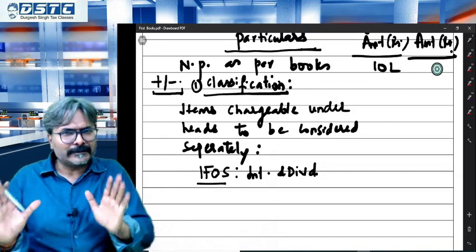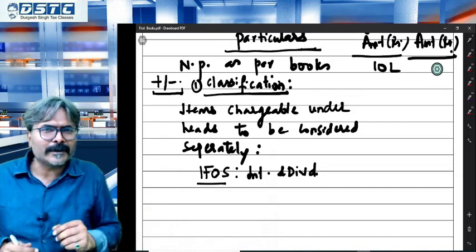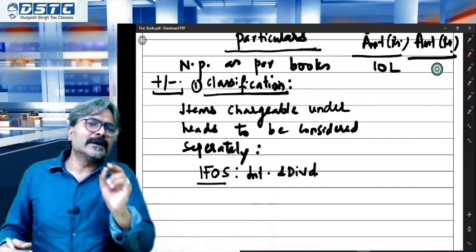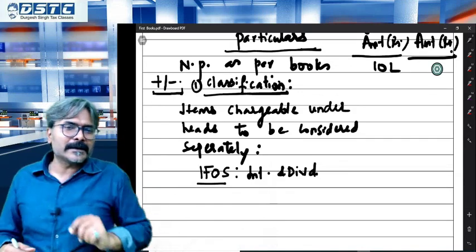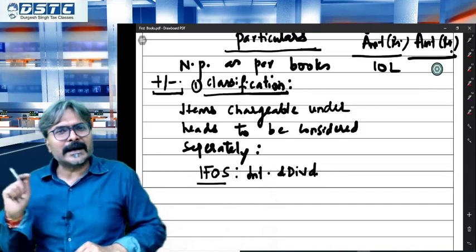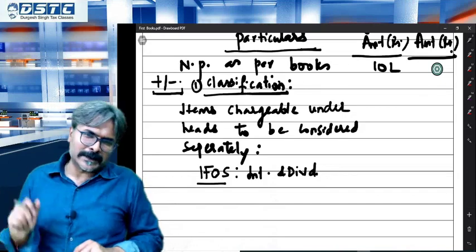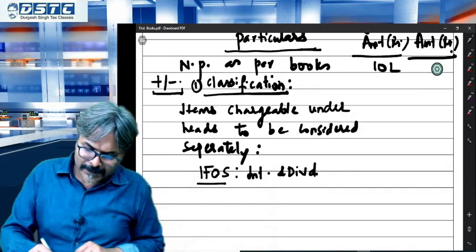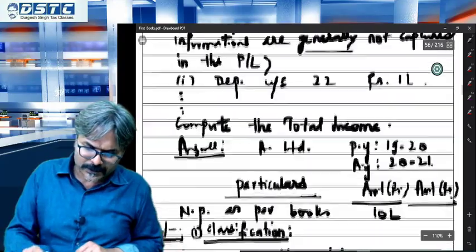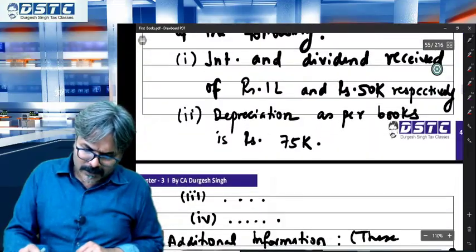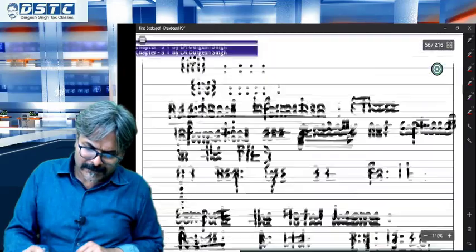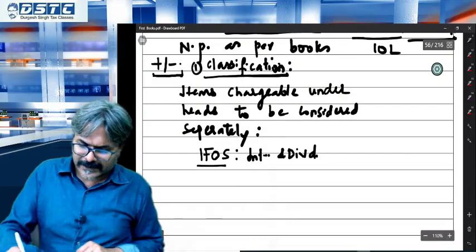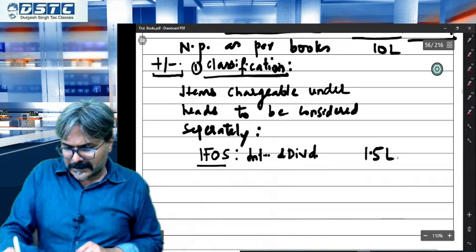But here in my first particular case study which I am introducing, I am just giving you the income in the P&L credit which is classified under the head IFOS, to be considered separately. Now that amount that I have talked about, how much was the amount? 1.5 lakhs.